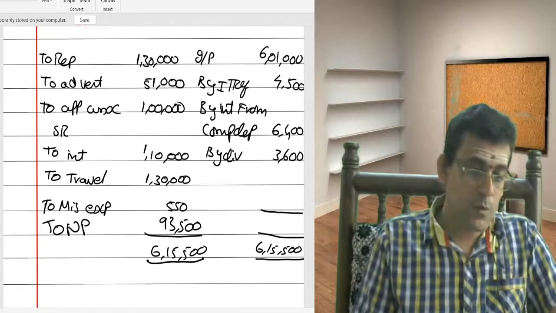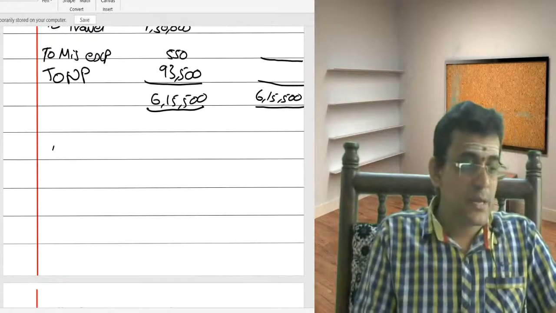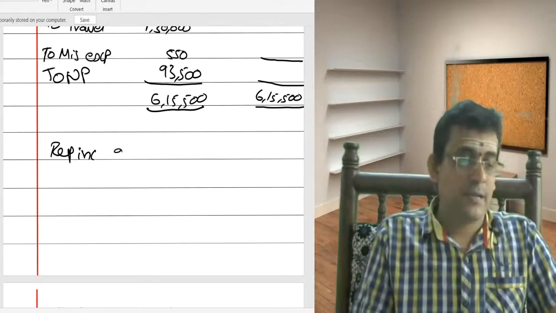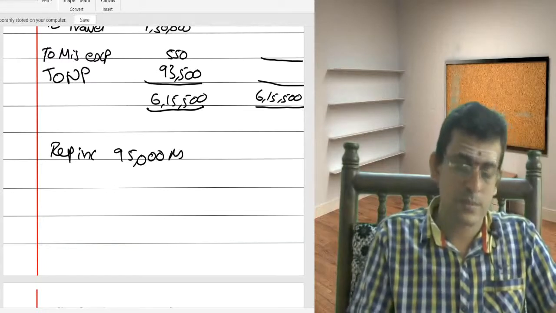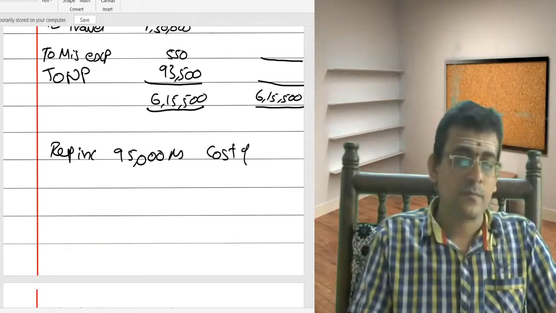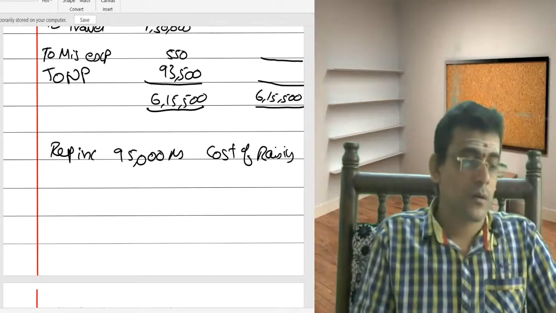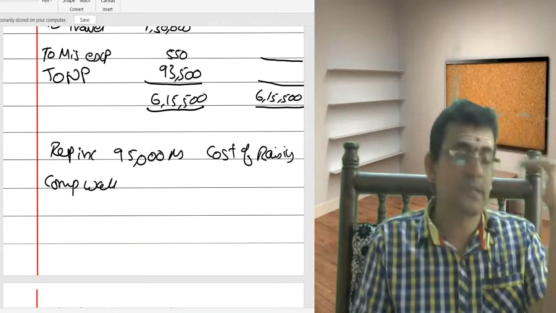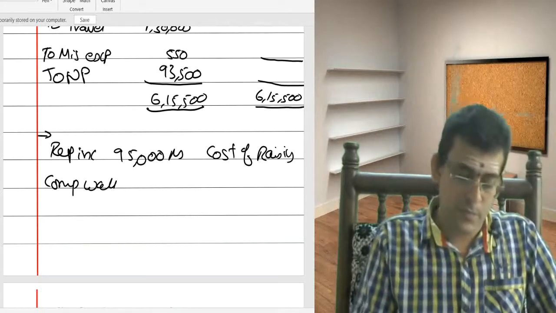Let me add a few more points, then we'll start working with the problem. It is also mentioned that repairs include 95,000 rupees, the cost of raising a compound wall. You had raised the compound wall, so the 95,000 rupees is incurred for raising the compound wall. That is the first point which is mentioned.